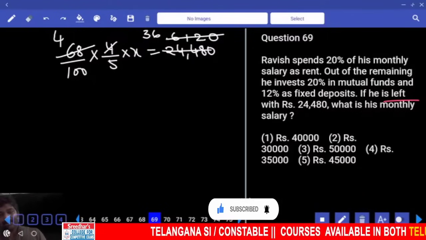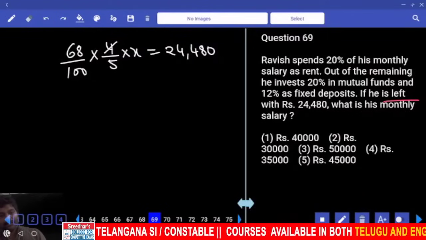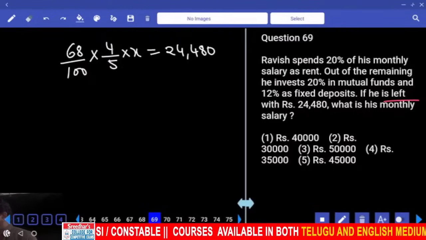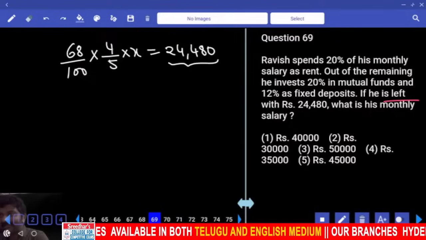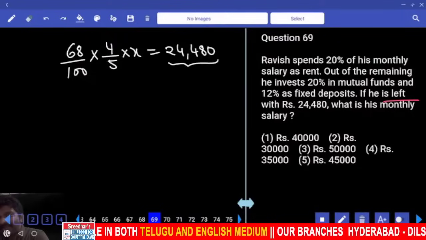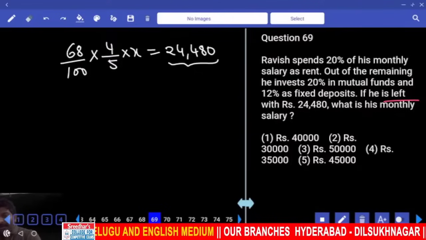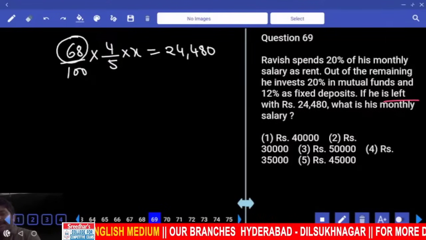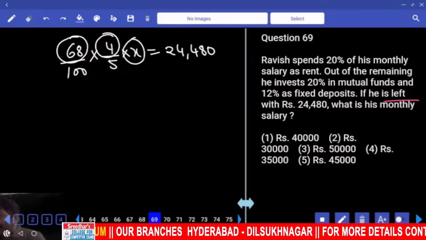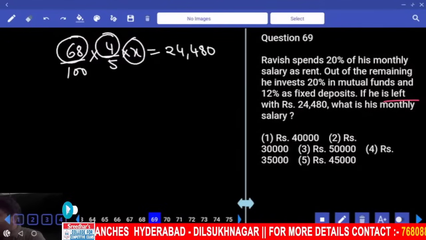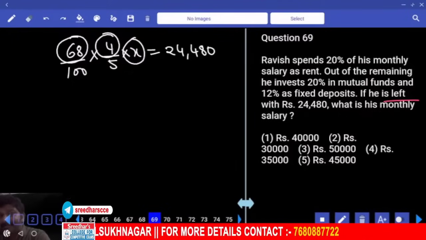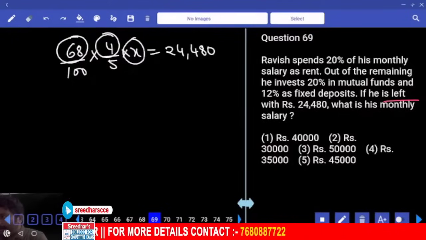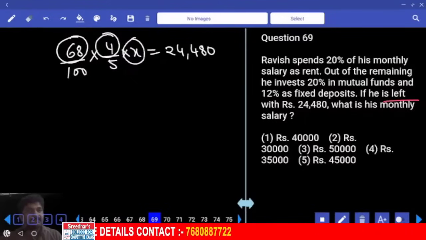Otherwise also you can directly do it. After writing this, you are actually done. The right hand side sum of digits is 18, which is a multiple of 9. Then the left hand side numerator should be a multiple of 9. 68 is not a multiple of 9. 4 is also not. None of them are multiples of 3 either. So then x has to be a multiple of 9, and there is only one option. Got it?